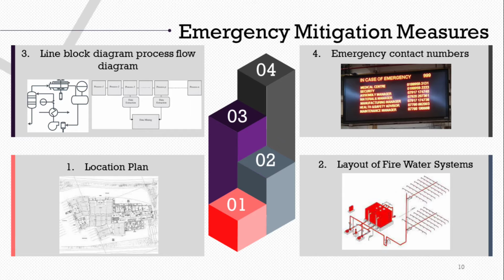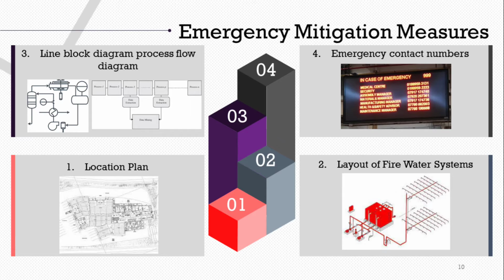Today I will be discussing emergency mitigation measures, starting with the location plan. A site plan including layout of installations, indicating boundary walls, entry and exit gates and various facilities, should be there so that one can have an idea where to go in case of emergency. Then the layout of the fire water system. Everyone should know the layout of the fire water system, so in case of fire, one can approach the nearest fire water point.